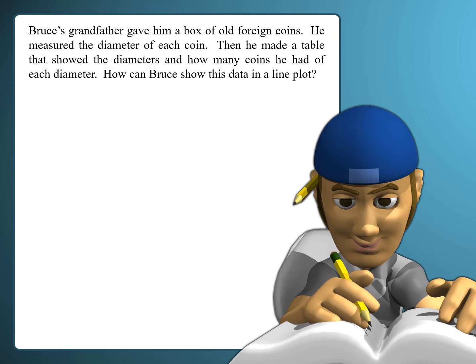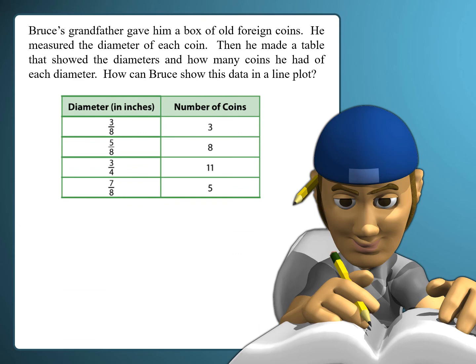Notice that Bruce's coins have 4 different size diameters. There are 3 coins that have a diameter of 3/8 inches. So if we look at our table, which is the very first thing you should be doing, you are going to create a table with the smallest measurement at the top, which is 3/8, and work your way to the largest measurement, which is 7/8.